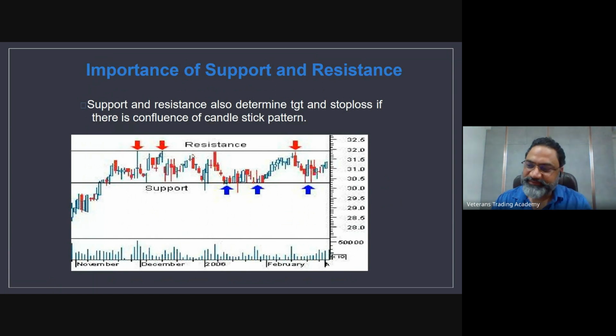So these support and resistance levels determine stop loss and target. As we were covering the other chart patterns, we had not defined what the target was. So target is determined by resistance and support. Let's suppose a bullish engulfing pattern is formed here, and you go long here. Your target will be the resistance level, and you will try to carry your position till the resistance level.